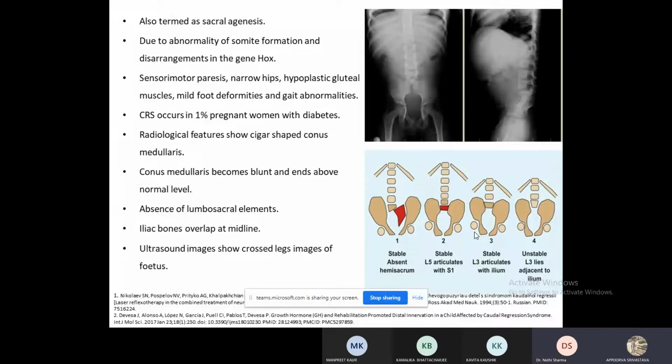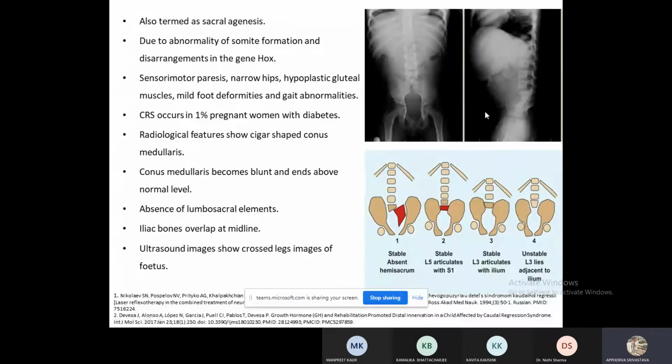Sensory motor paresis, narrow hips, hypoplastic gluteal muscles, mild foot deformities, and gait abnormalities are common. CRS occurs in 1% of pregnant women with diabetes. Radiological features show a cigar-shaped conus medullaris. The conus medullaris becomes blunt and ends above the normal level. There is absence of lumbosacral elements, iliac bones overlap at the midline, and ultrasound images show cross-leg images of the fetus.